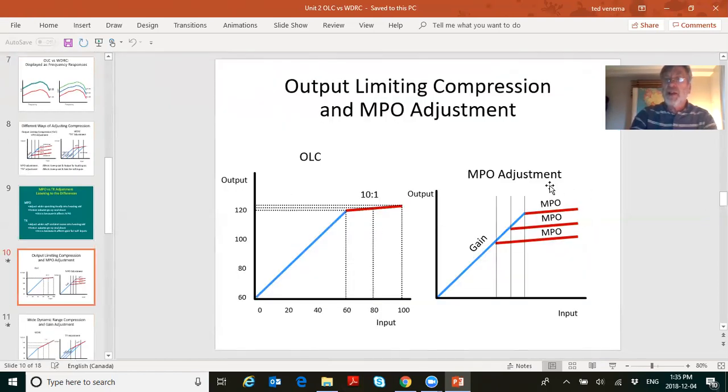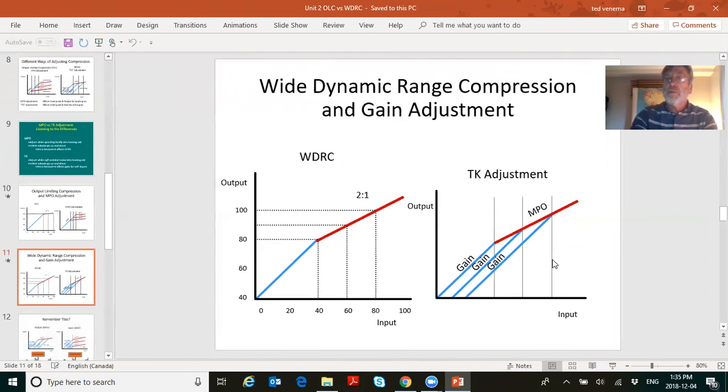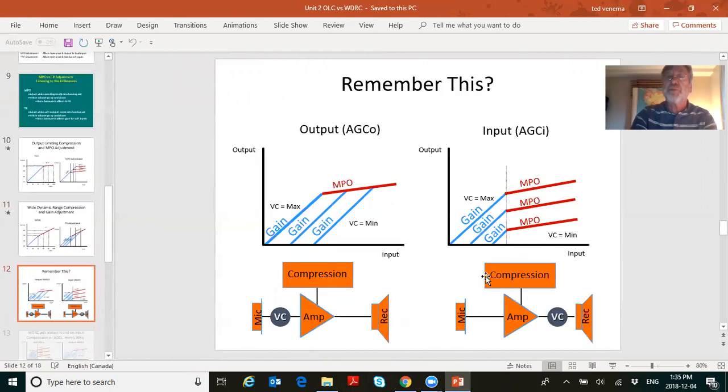With output limiting, you're mainly adjusting the maximum power output. With WDRC, you're mostly changing the gain for soft inputs. Please remember, and remember well, the leftmost diagonal 45-degree angle line on input-output functions always means more gain, and the right always means less gain.